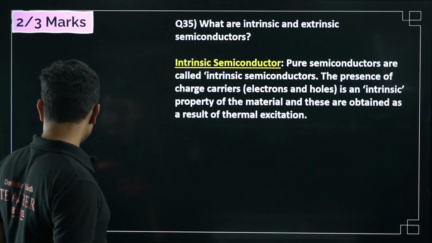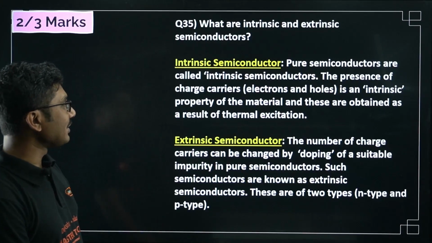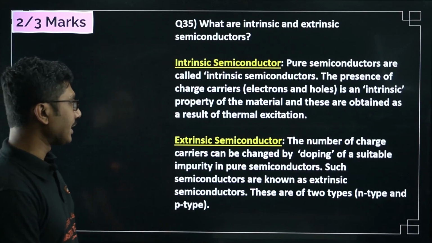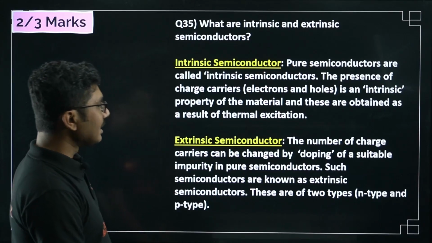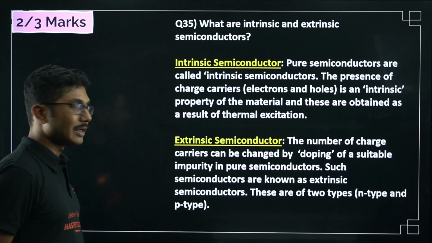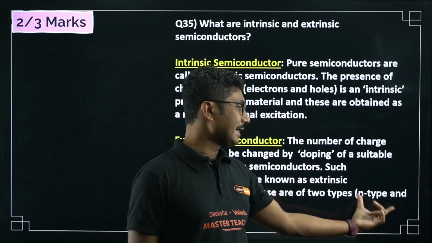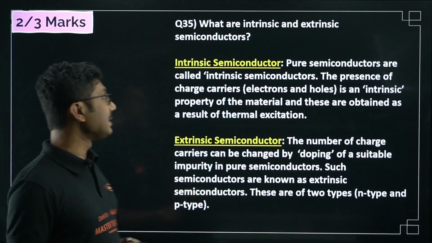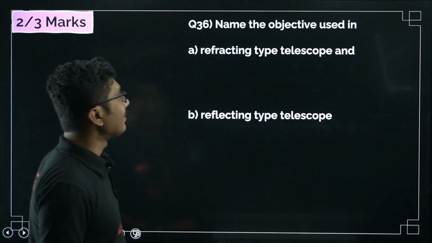Whereas an extrinsic semiconductor is one where the number of charge carriers can be changed by doping of a suitable impurity in pure semiconductors. Such semiconductors are known as extrinsic semiconductors. These are of two types, n-type and p-type. If you dope with pentavalent, you get n-type. If you dope with trivalent, you get p-type. There is sometimes a difference between p-type and n-type that is also popular, but I am not going to cover that.